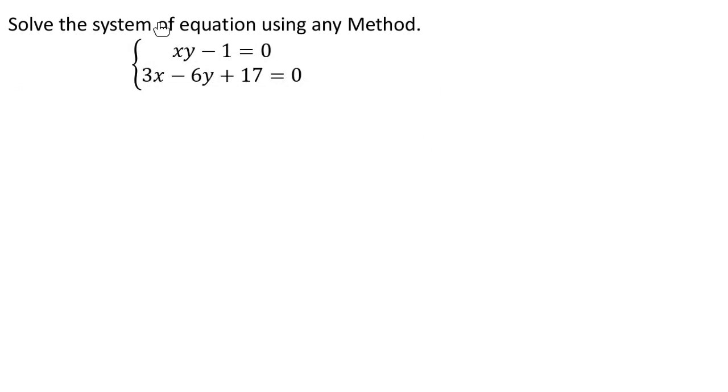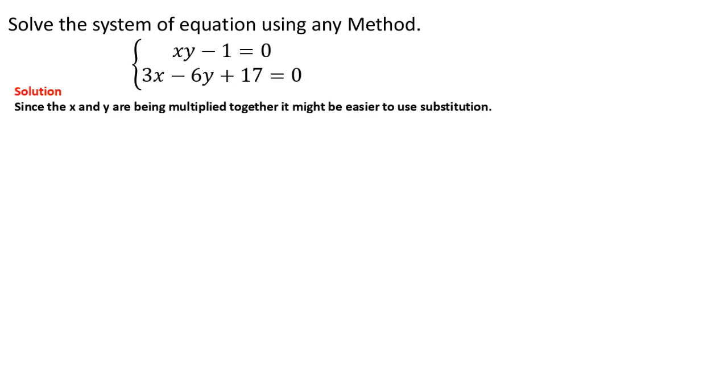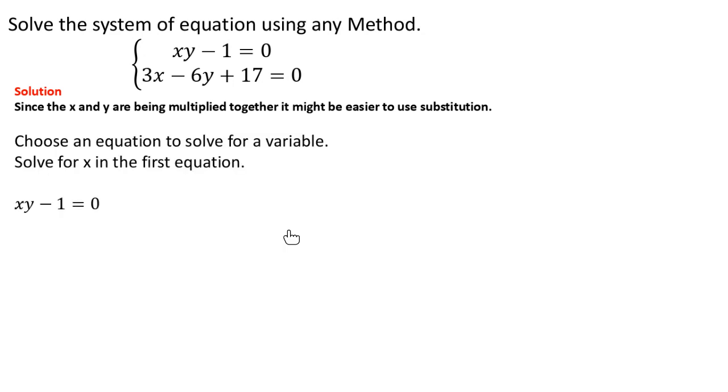Okay. So let's try another one. Solve the system of equations using any method. Here, since the x and y are being multiplied, it's going to make it a little bit hard to use the elimination method because of that multiplication. And so what we could use instead is substitution. You can choose to solve for any variable. I'm going to go ahead and solve for x in the first equation. And so if I do that, I'm going to add 1 on both sides.